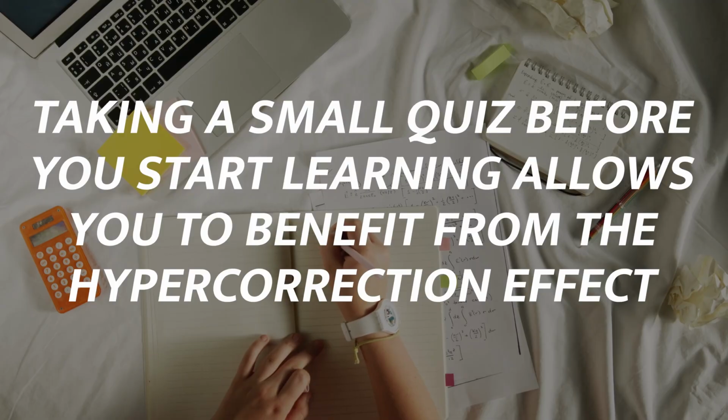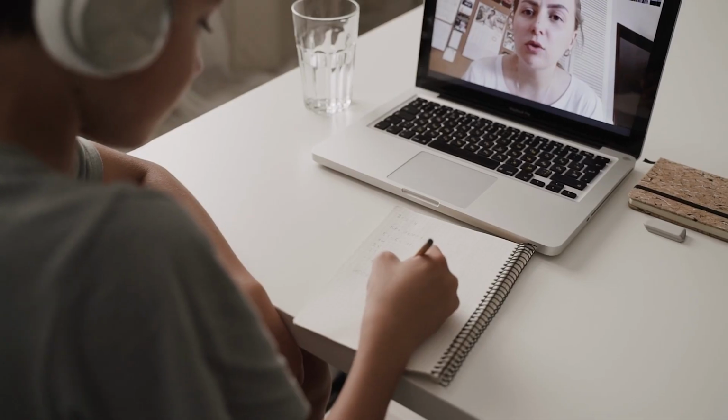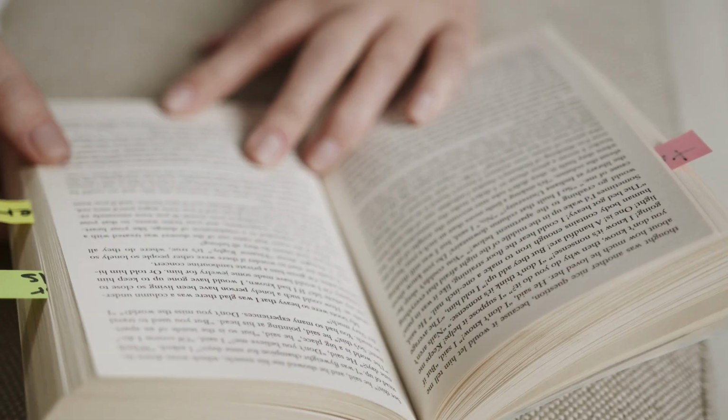Taking a small quiz before you start learning allows you to benefit from the hypercorrection effect, as even if you have no clue about the answer, after learning the correct answer, your brain will try not to make the same mistake during the actual exam. Your primary learning event is basically the first time you go over new content. This might be a class, an online video, or reading a book. While it's easy to write notes, highlight, or bookmark things, this isn't actually an effective way to learn. It just feels like it is.